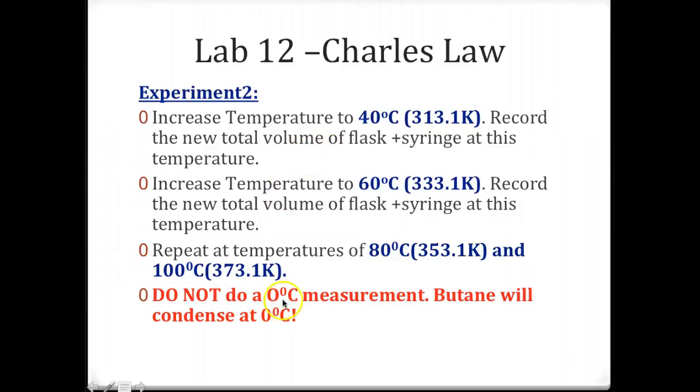You're not taking a 0 degree centigrade measurement because butane, unlike methane, will condense. So you cannot take a measurement at 0 degrees centigrade. You'll simply increase the temperature to 40 degrees centigrade, or 313.1 K, record the volume, and go on to 60 and 80 and then 100. The only data point that is missing is the 0 degree centigrade measurement.